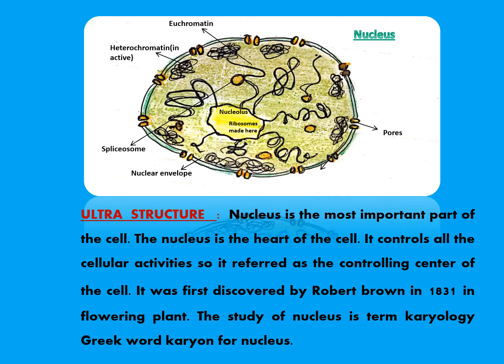The nucleus was discovered by Robert Brown in the year 1831 in a flowering plant. The study of the nucleus is termed karyology. Karyology is a Greek word, karyon for the nucleus.